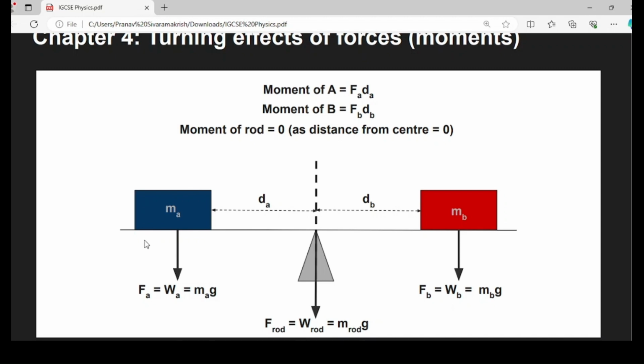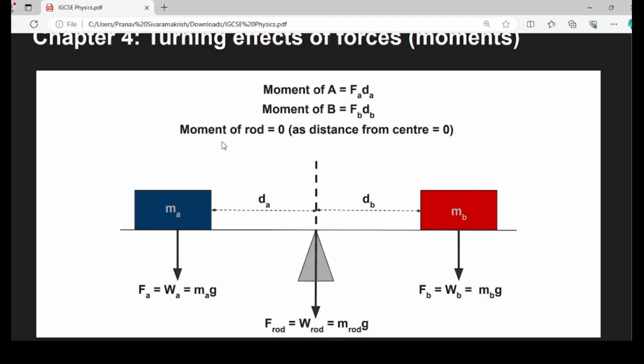So the moment of A, or the moment caused by the force exerted by A, to be more accurate, is the product of the force that A exerts, which is Fa, multiplied by the distance that this force acts from the pivot, dA. So it's Fa multiplied by dA. The same for B will be Fb multiplied by dB.